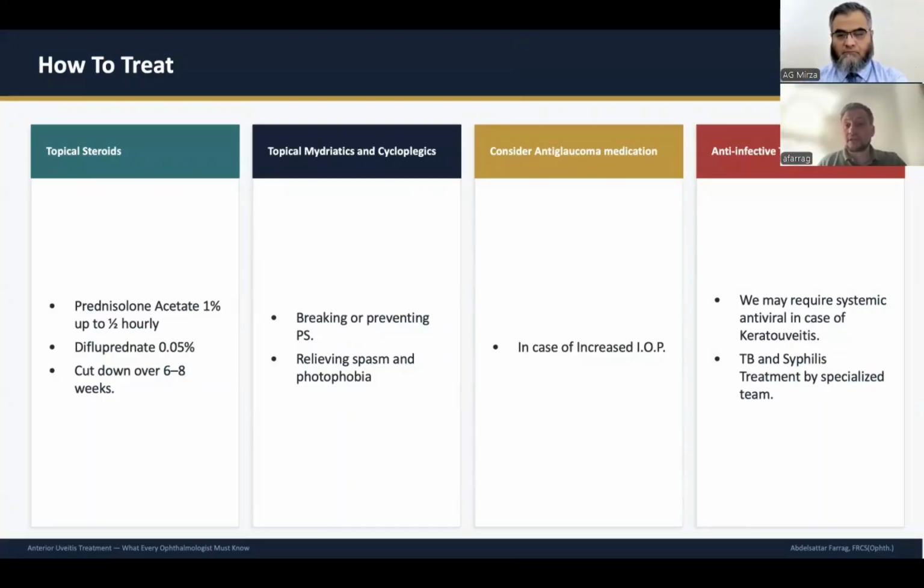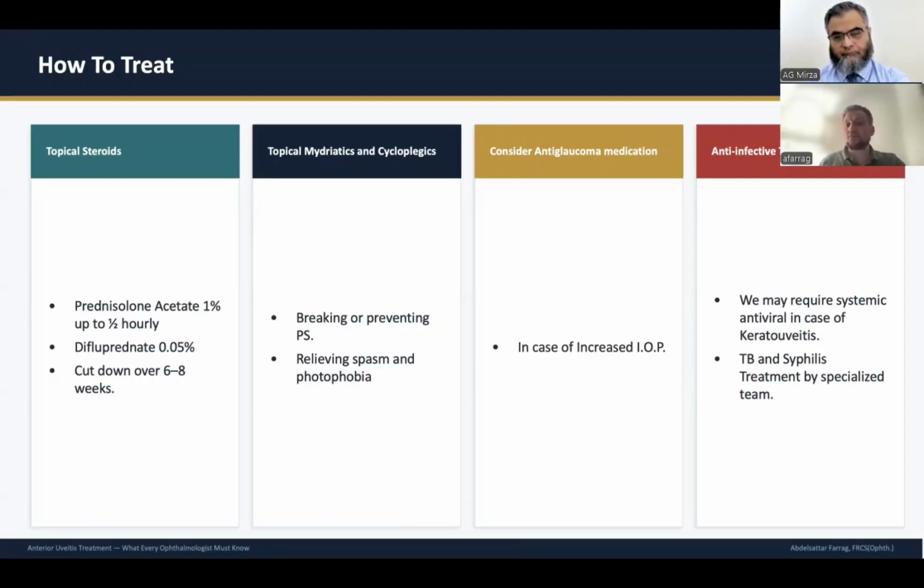So don't give steroid for 4 weeks only. Usually it's not sufficient, especially if the patient is presenting with 2+ or 3+. Usually they will have a flare up earlier. So usually we recommend to taper it over 6 weeks. Topical mydriatic and cycloplegic, as you know, break or prevent posterior synechiae and relieve spasm and photophobia, as this is the main value. And consider anti-glaucoma medication in case of increased intraocular pressure.